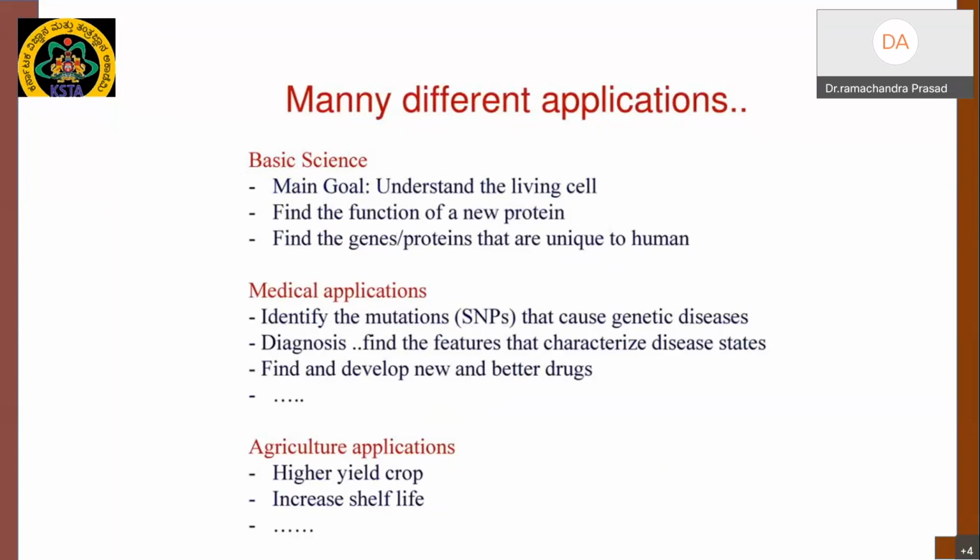We have to understand the function of a gene. Approximately 25,000 to 30,000 genes are there in the human genome. Scientists across the world are trying to understand the function of each gene and at the protein level also, which gene is going to code for which protein, and find the proteins that are unique to humans.